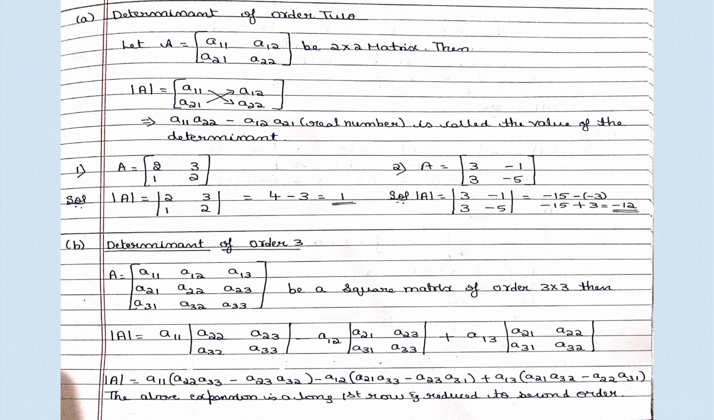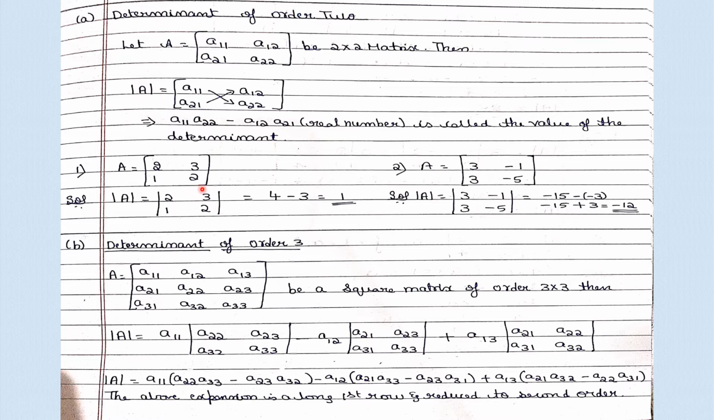In determinants you have determinants of order 2 and order 3. A determinant of order 2 is nothing but a 2 by 2 matrix: A11, A12, A21, A22. You multiply A11 into A22, then multiply A12 and A21, and subtract. This is the value of the determinant.